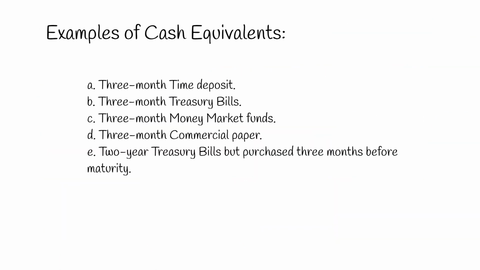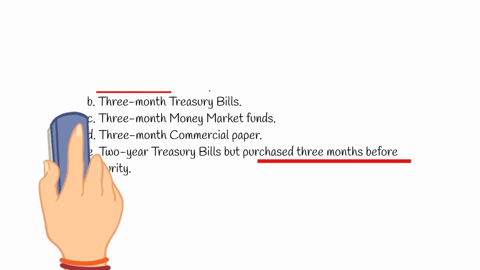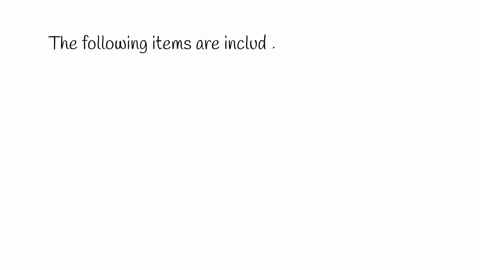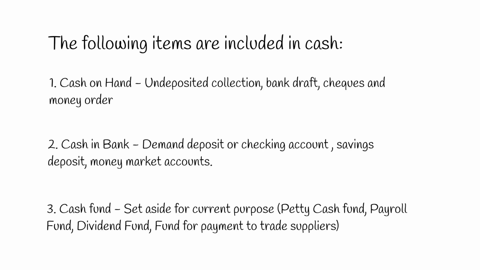Here are the common list of cash equivalents. To save time during examination, it is recommended to familiarize yourself with the following items. The keyword is 3 months or acquired 3 months before maturity. Additionally, here are the common items included in cash. Make sure to familiarize yourself. I'll leave it to you.